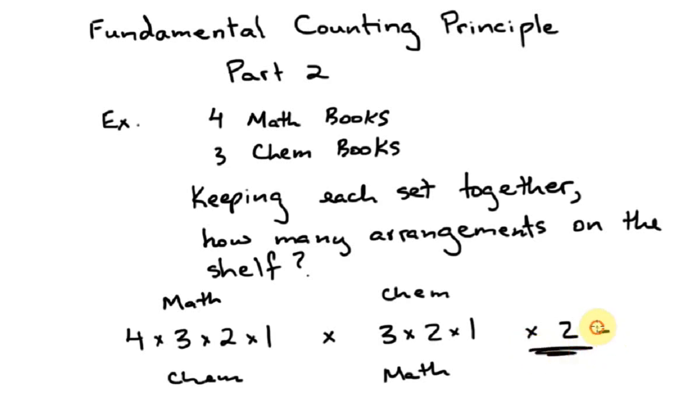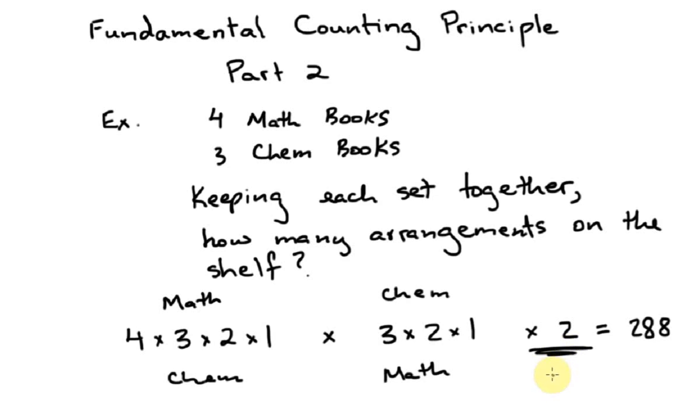So if I multiply this mess together, there are 288 arrangements possible. Okay? So again, in the big picture, we figured out how many arrangements there are of the math books, how many arrangements of the chem books, and then we went, oh wait, we could have started with chem and then math, so that's why we have to double the numbers that we get. And that is my first example done. What a neat example that was.